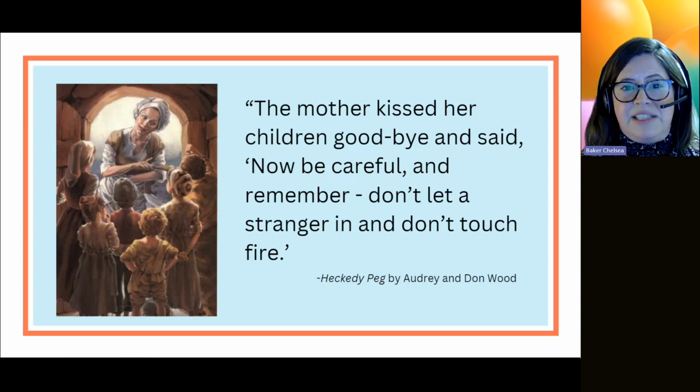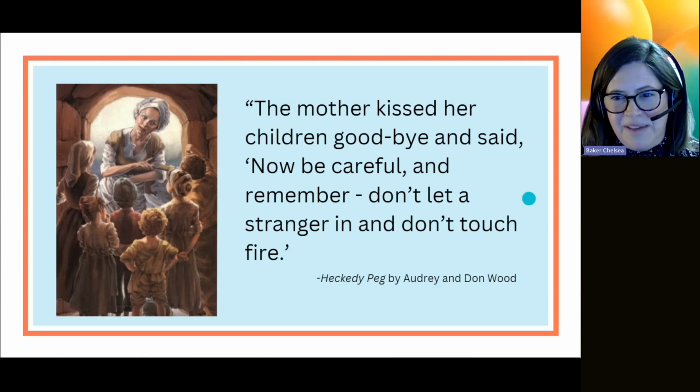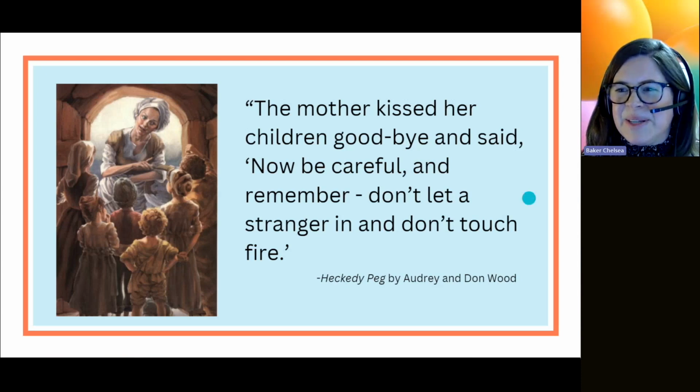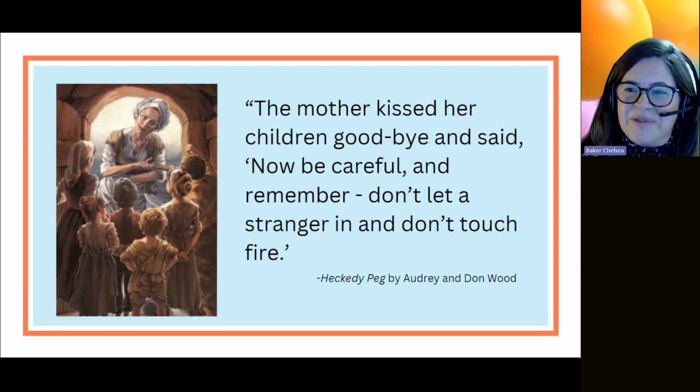Here's a passage. It says, "The mother kissed her children goodbye and said, now be careful and remember, don't let a stranger in and don't touch fire." Can you guess what happens? They let the witch in and they light her pipe with fire from the fireplace. The mother uses her courage and wit to solve a riddle and rescue her children. It is read-aloud gold.